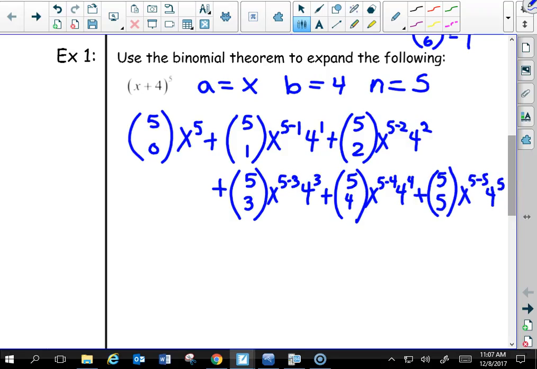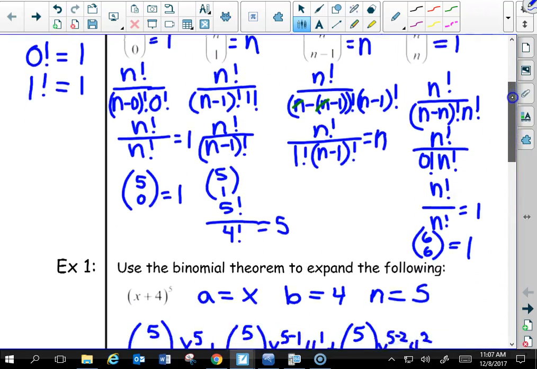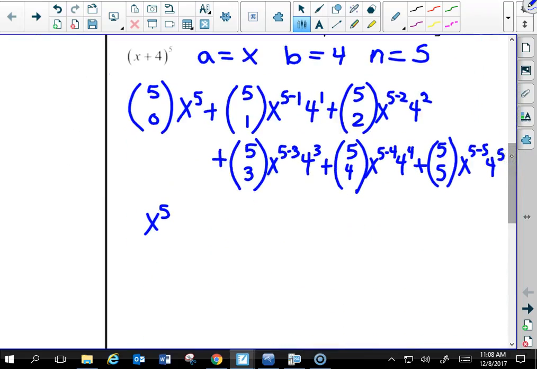So I'm going to start simplifying this from the top. Now remember, if I have any number on the top of my combination and a 0 as my r, it's just 1. So I get x to the fifth. 5 and 1, that is one of my specials that reduces to 5. So the combination of 5 and 1 gives me 5, and I get x to the fourth, and we're multiplying by 4. I'm going to come back and do that multiplication.